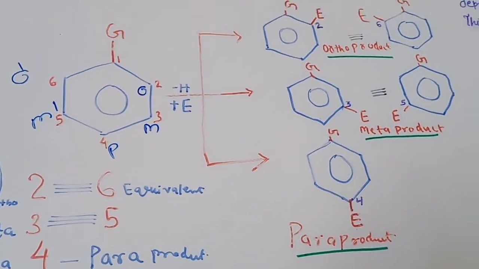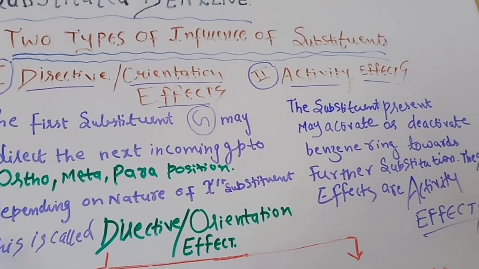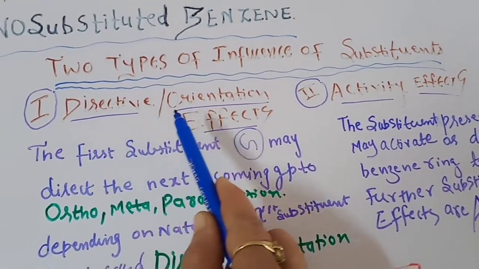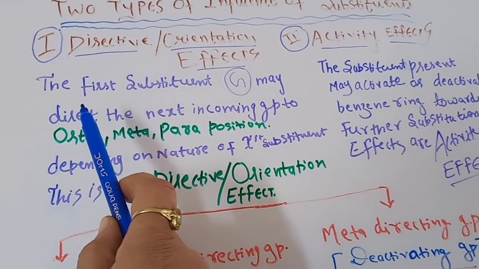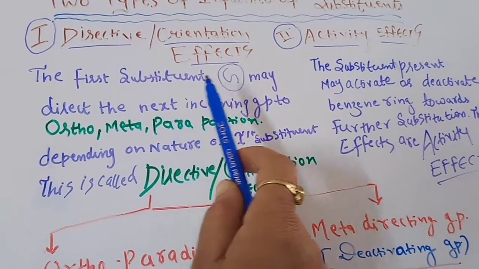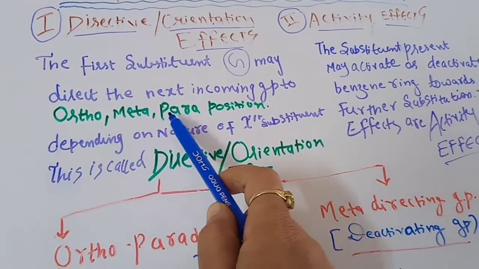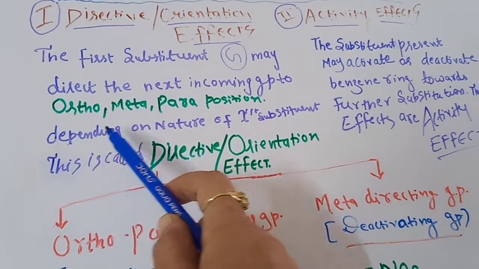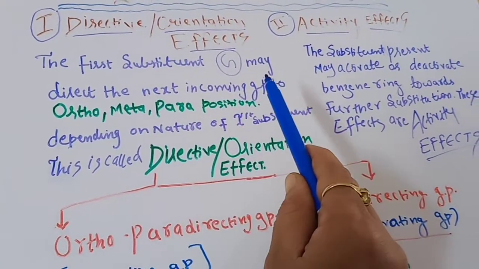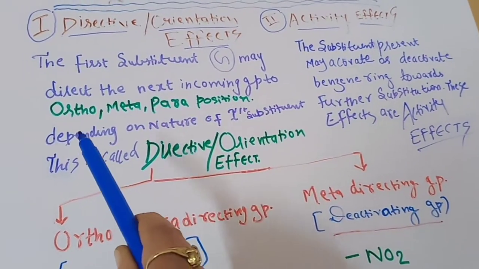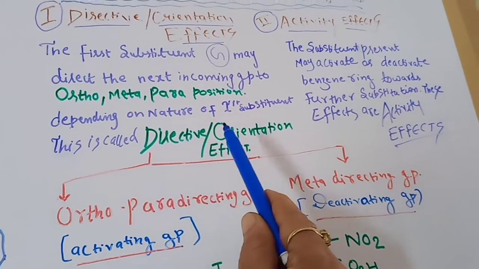Now let us classify this influence of the substituents into 2 categories. First is the directive or the orientation effect. Second is the activity effect. So the first substituent may direct the next coming group either to ortho, meta or the para positions depending upon the nature of the first substituent. So the first group directs the second coming group either to the ortho, meta or the para positions, and this is known as the directive or the orientation effect.